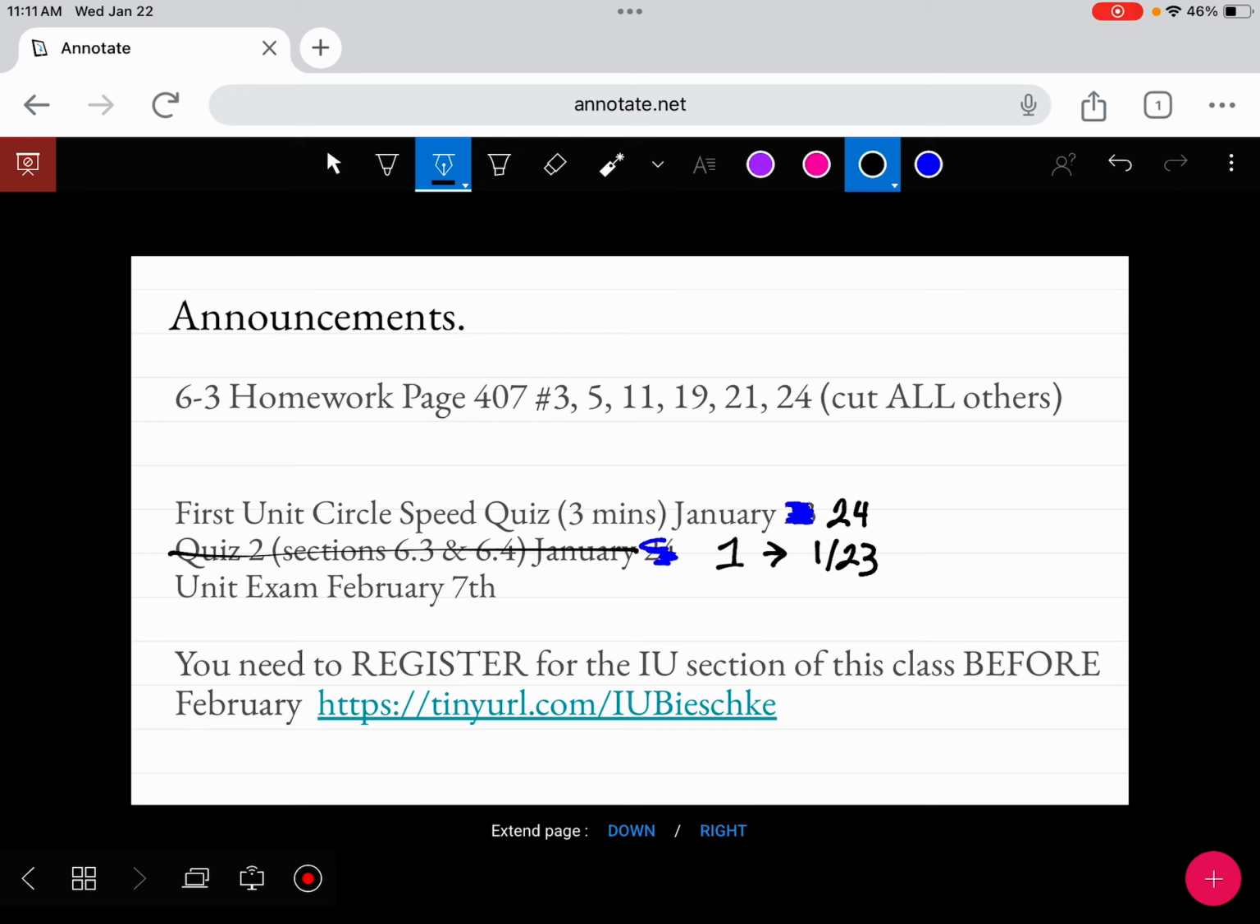Please remember to register for the IU class. If you were taking DC last semester, you do still need to register again. It has it listed as 2 separate courses. Yes, it'll have something about trigonometry in the title. Trigonometric functions, I believe.